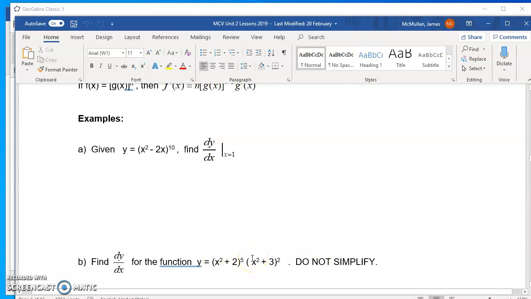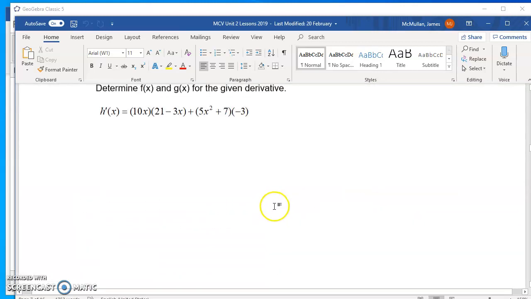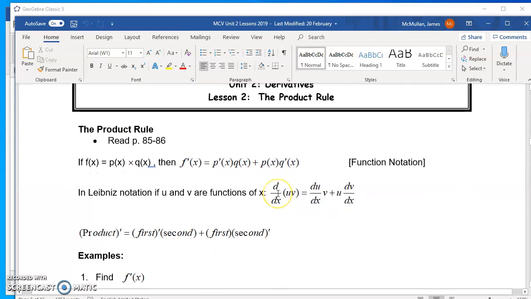So what we want to do is figure out a way that we can take the derivative of functions that are multiplied by other functions, using a pattern. And I do recommend that you have a read. I mean, not right now, obviously, but have a read over 85 and 86 just to ground yourself in the thinking behind this. But the product rule is nicely stated right here.